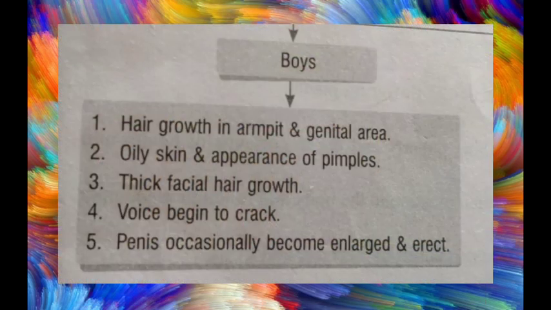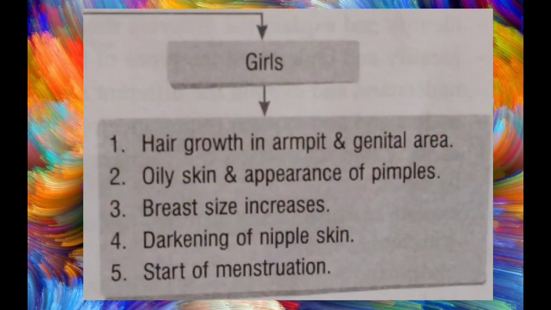Now what is the third character? Third character is facial hair growth in male. I am talking about the male. That means facial hair growth, that is the beard and mustache, has developed. And similarly, if you see in the female part, the breast is also developed in the female.